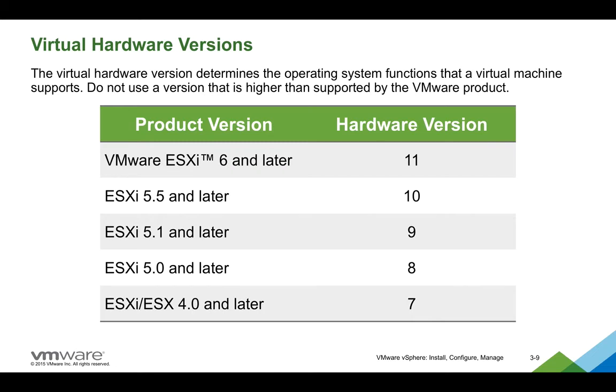However, if you create a virtual machine on ESXi 6 and give it a lower hardware version, let's say version 10, you could then move that virtual machine to a vSphere server with ESXi 5.5 because it does support version 10. So that's something to bear in mind when you're creating virtual machines.